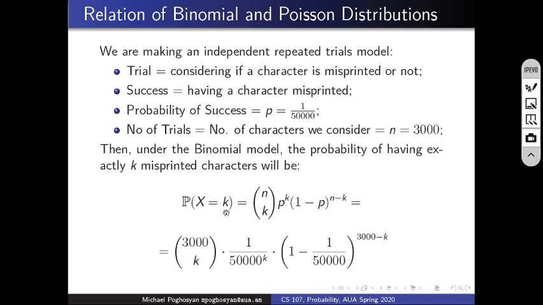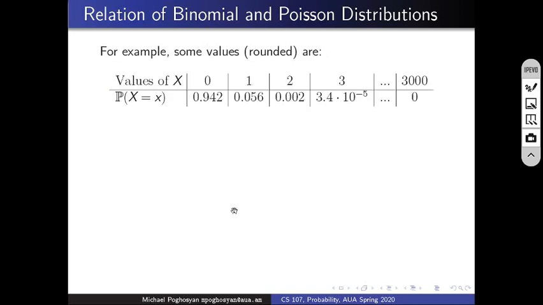And if I plug in the values, n is 3000, k is the number we want to find. Say, what is the probability that we will have 5 misprinted characters in a page? This is the probability that X is equal to 5. We will plug 5 instead of k. So 3000 choose k times p to the k, 1 over 50,000 to the k, times 1 minus 1 over 50,000 to the 3000 minus k. So we can use this formula to calculate the probability of having no misprinted character or 1 misprinted character, etc. And here are the values calculated by R.